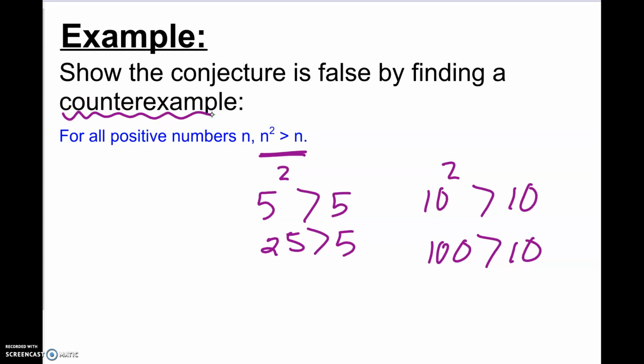So what kind of number could I put in? It's a positive number. Well, is 1/2 a positive number? And now if we square it, is that greater than 1/2? What is 1/2 squared? What is 1/2 times 1/2? Is 1/4 greater than 1/2? And because this is false, there is your counterexample.